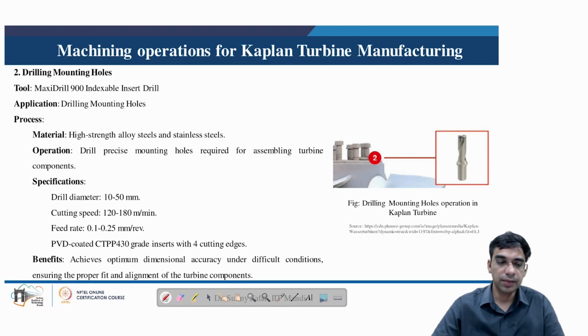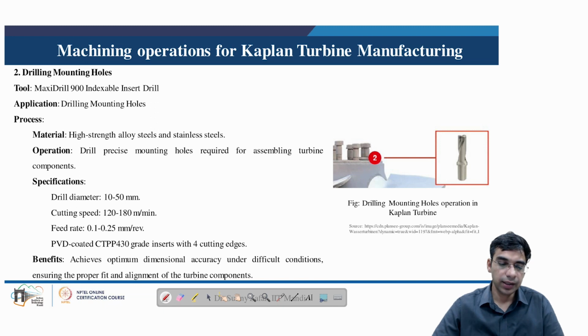In the next step, drilling of the mounting hole is carried out using a maxi drill indexable insert drill. Again, the workpiece material here is high strength alloy steel and stainless steel. So drilling of precise mounting holes is required for these turbine components.